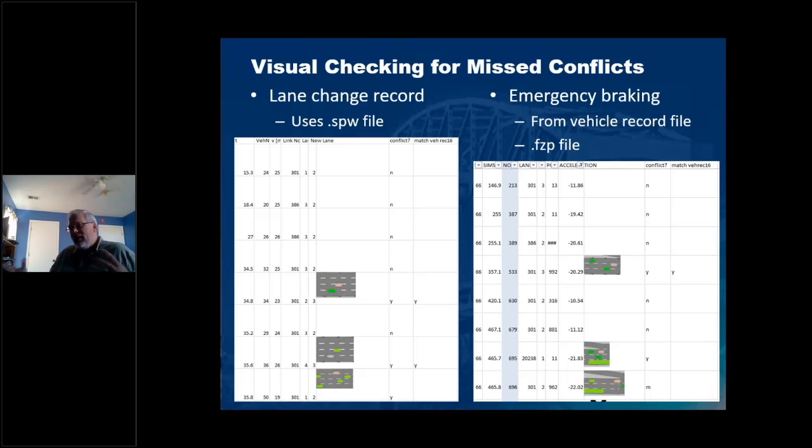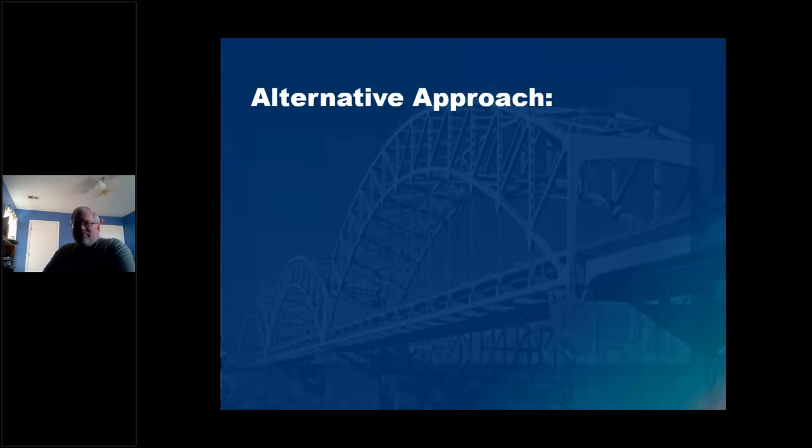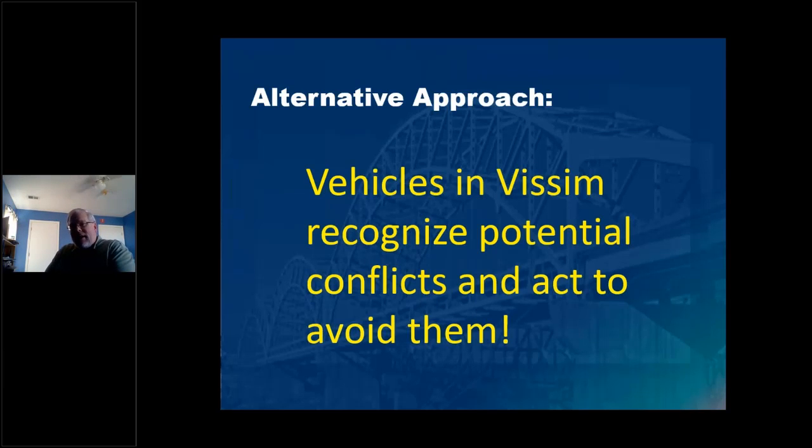And so I was pondering, okay, how can I make something usable out of this? I had an epiphany that in VISSIM, the vehicles recognize conflicts and they react. And so the question is, can we take that information from the vehicles to determine when they believe they're in conflict?